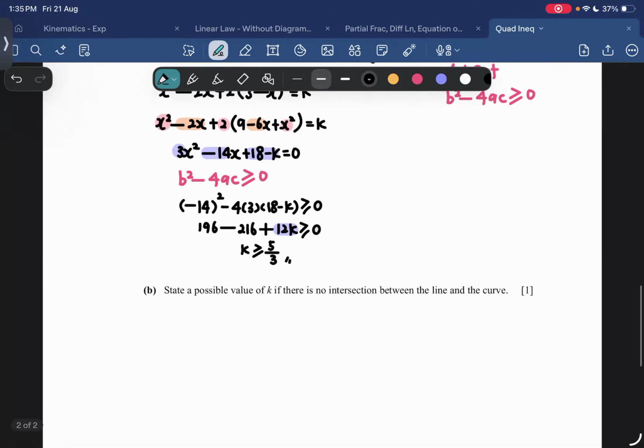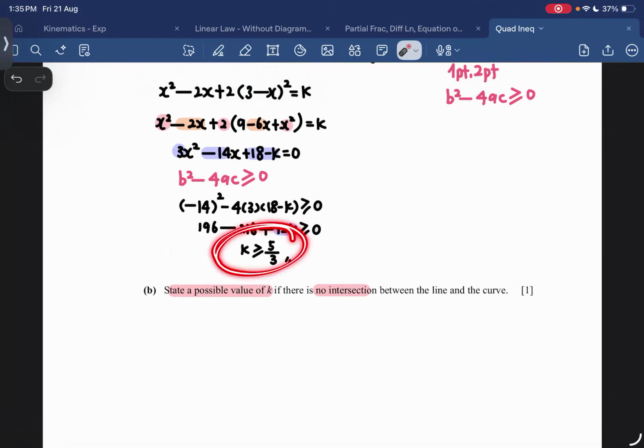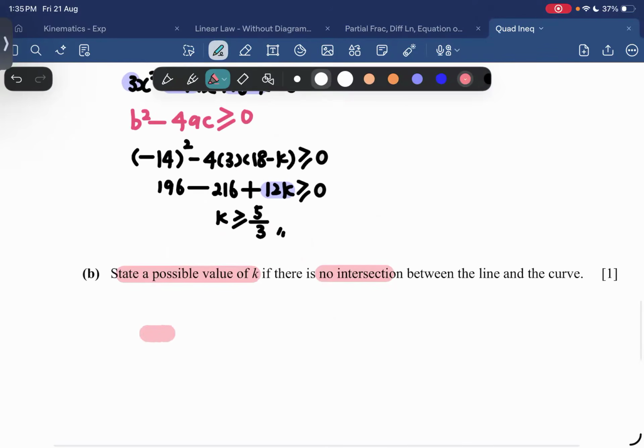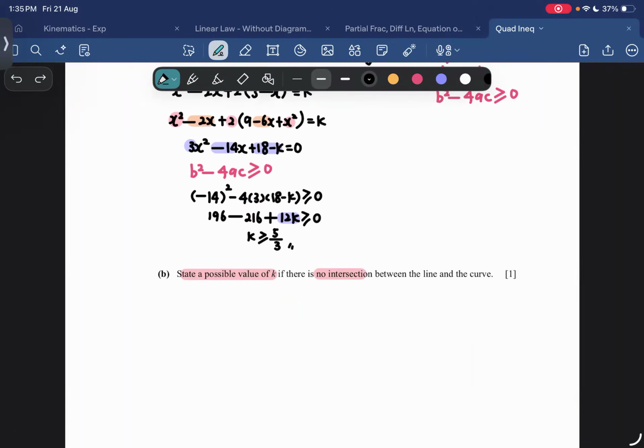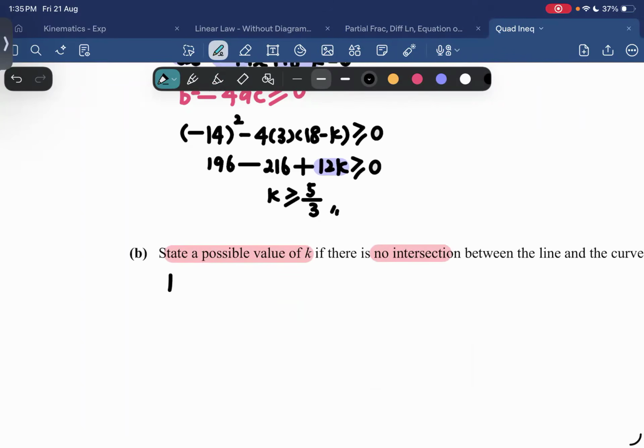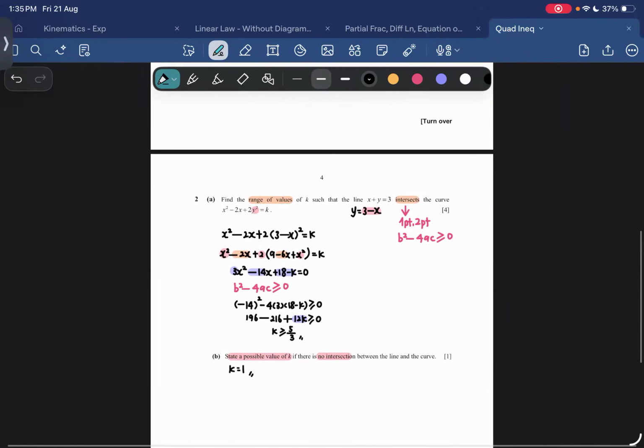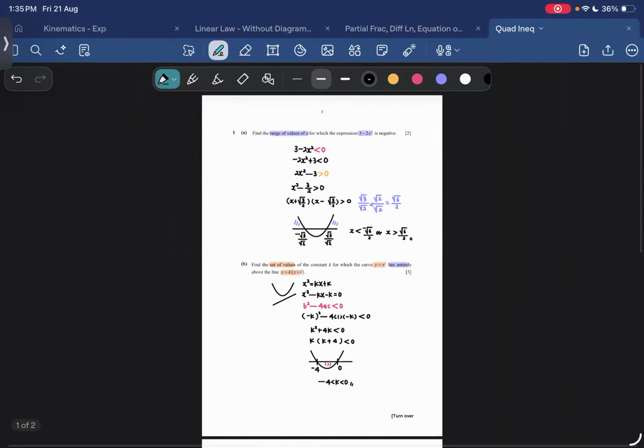Okay, so now you're supposed to state a possible value of k where there is no intersection, right? So you just state anything that is not this one here. Any value also can. Doesn't have to be, did they say integer or anything? Never, right? So any value that is smaller than 5 over 3. So 5 over 3 is what? 5 over 3 is 1 point something, right? So smaller than that, you can choose k equals to 1. I mean, there are so many. Usually, I'll just give myself a whole number. Okay? Nice. Easy question. Just make sure you know how to solve your quadratic inequality from here.